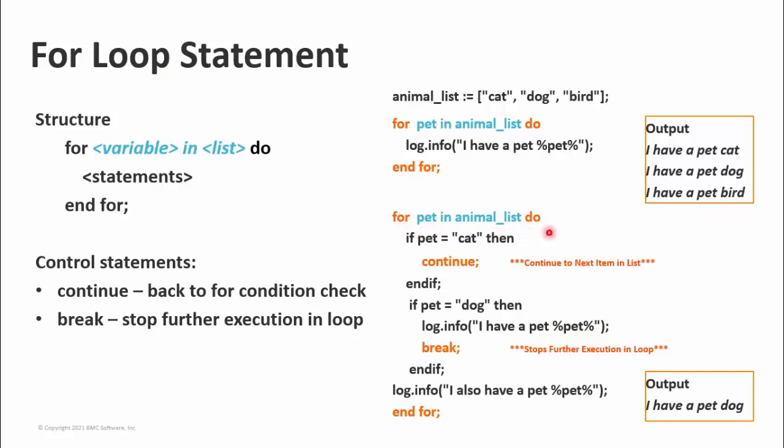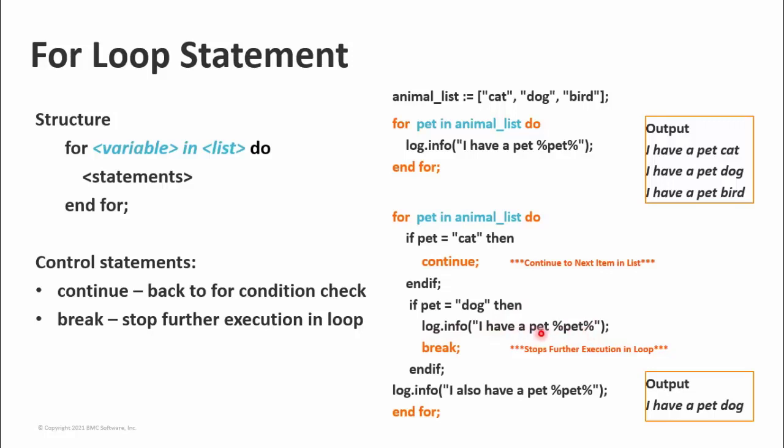The second example uses the continue and break statements. For pet in animal list do, if pet is equal to the string cat, then continue, meaning go to the next item in the list, which is dog. So it would skip the rest of these statements. It wouldn't log anything. And then it would come back up to the top of the for loop and use the next pet, which is dog. So if pet equal cat, then continue. But pet is not cat anymore, it's dog. So now we come to the next if, which is if pet equal dog, then log at info level that I have a pet dog.